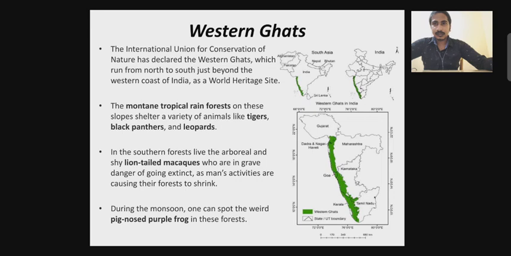Western Ghats. The International Union for Conservation of Nature has declared the Western Ghats, which run from north to south just beyond the western coast of India, as a World Heritage Site. The mountain tropical rainforest on these slopes shelters a variety of animals like tigers, black panthers and leopards. In the southern forest lives the arboreal and shy lion-tailed macaque, which is in grave danger of going extinct as human activities are causing their forests to shrink. During the monsoon, one can spot the white pig-nosed purple frog in this forest.